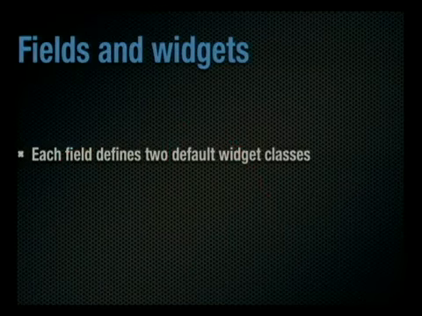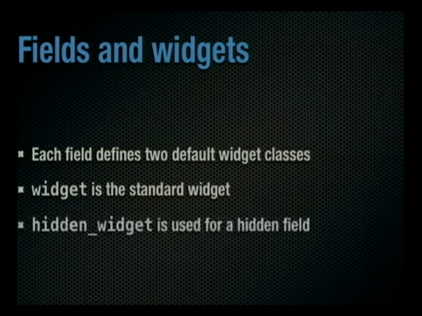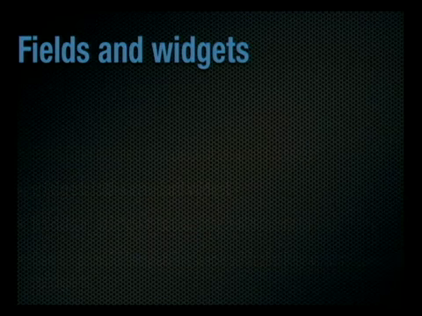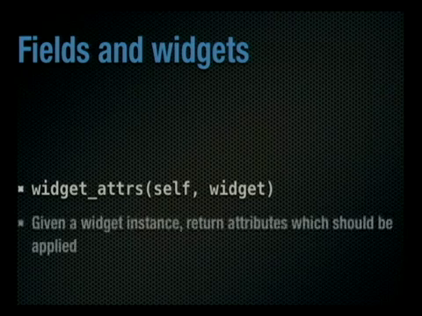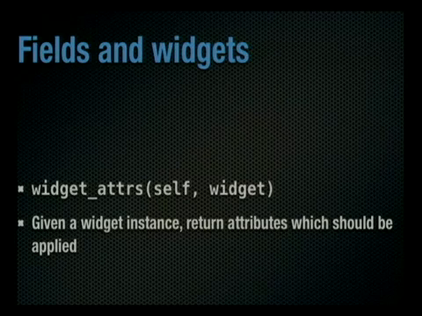Each field actually has two default widgets that go with it. One is called widget, that's the standard one. The other one is called hidden widget, which is used for when that field is a hidden field in a form. You can override these when you're setting up a form field by passing the argument widget. There's also a widget-attrs method, which returns the attributes to apply to that widget. Remember when we saw there was a method that pulls in extra attributes? This is the type of thing we're talking about.